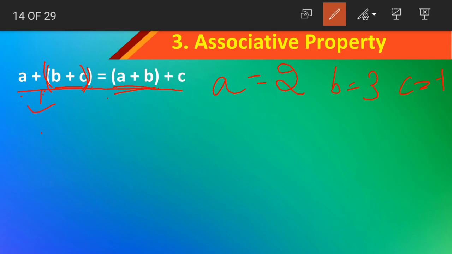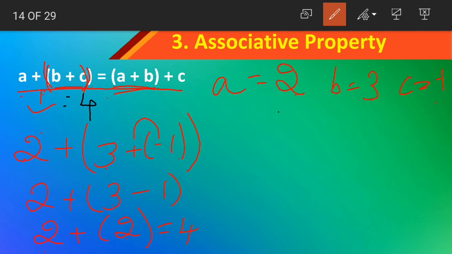Now a plus b plus c. 2 plus brackets open 3 plus of minus 1. As a is equal to 2, b is equal to 3 and c is equal to minus 1. Here plus into minus becomes minus. 2 plus 3 minus 1. Now what is the answer of 3 minus 1? 3 minus 1 is nothing but 2. Now what does 2 plus 2 become? 2 plus 2 is equal to 4. Understood? This is our LHS. We got 4 as the answer.